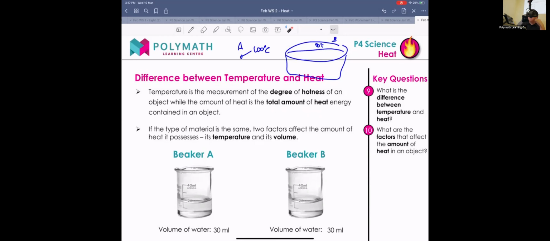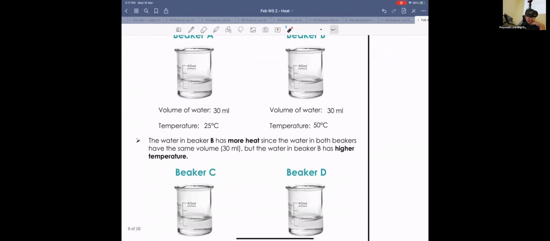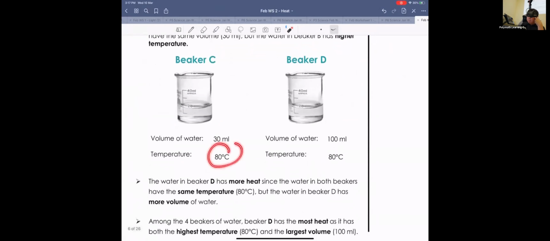Okay, if you have a lot of mass or a lot of volume and also a very high temperature, then of course you really have a lot of heat. But if you have a very high temperature but very little volume, then that means you don't have a lot of heat. So the example here shows that if your water is 30 ml, the same amount, if your volume of water is the same, then you can compare the temperature. The higher your temperature, the greater the amount of heat. Only when your volume is the same can you compare the temperature. If you have the same temperature, you can compare the volume of the water.